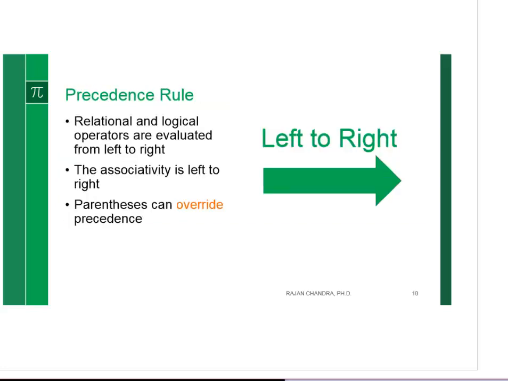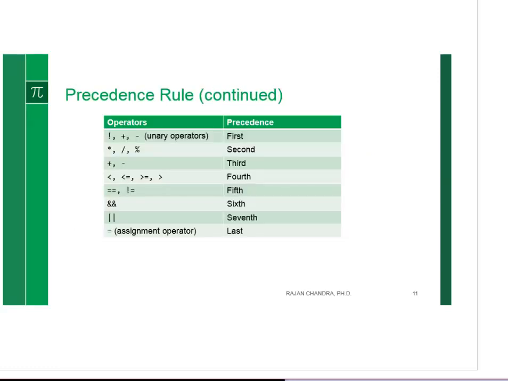The precedence rule: the relational and logical operators are always evaluated from left to right. The associativity is left to right. However, parentheses can override. And the revised precedence rule is shown here. First, unary operators, and then binary arithmetic operators, then addition and subtraction, then the relational operators, then the equality operator, and then comes and, or. Finally, the assignment operator will be used.